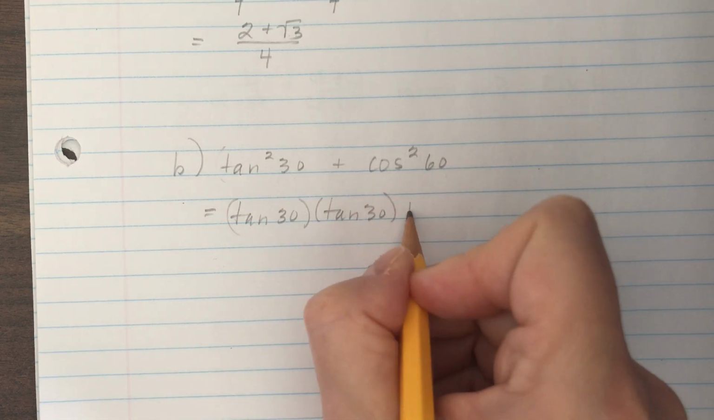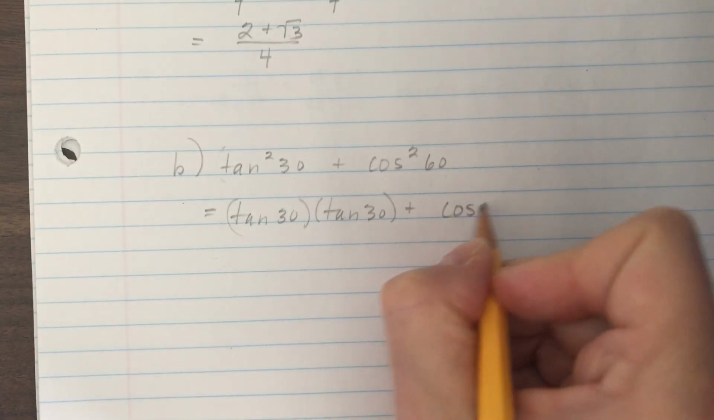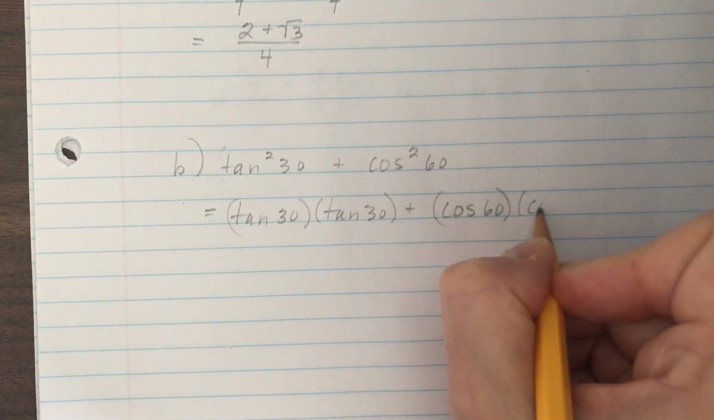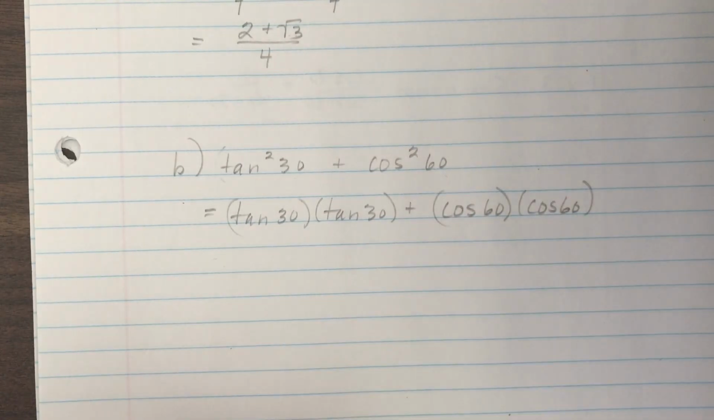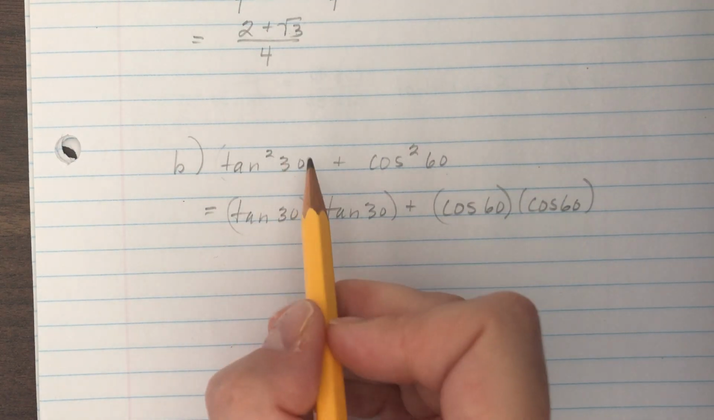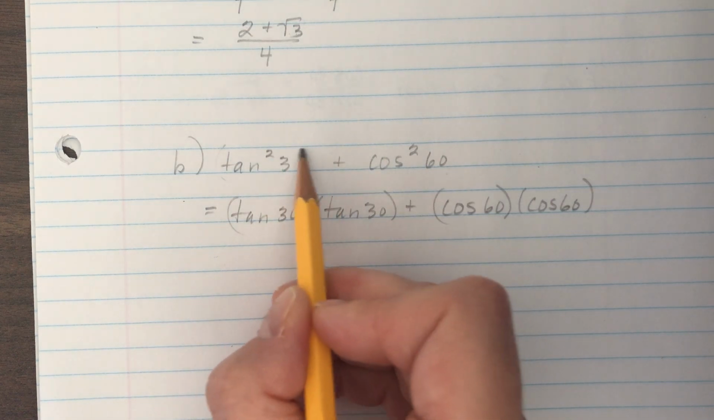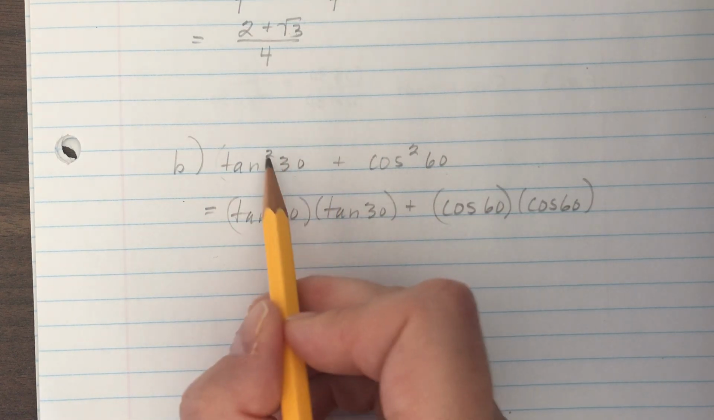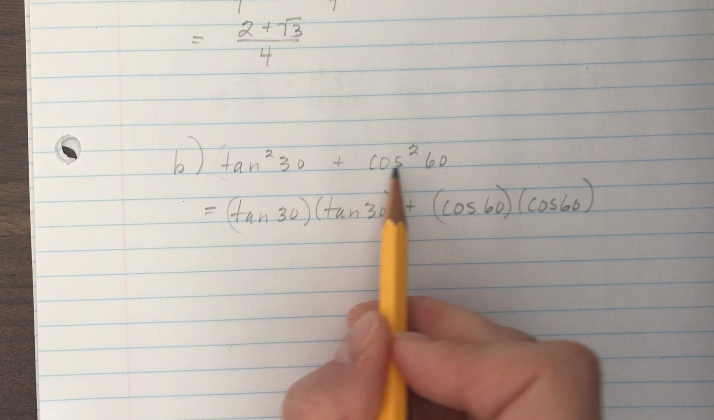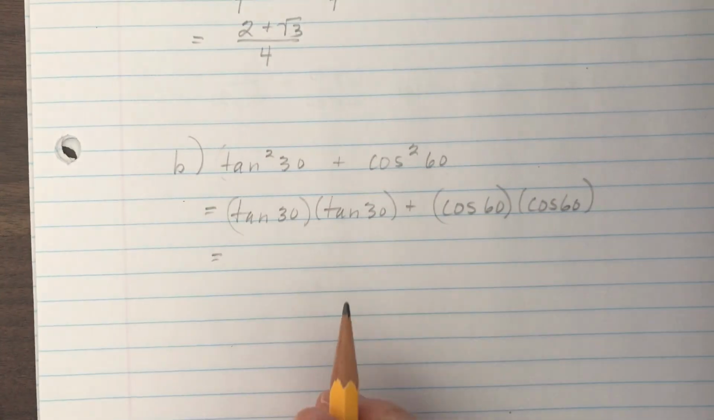And then cos squared 60 means you're multiplying cos 60 by cos 60. Okay. And the reason we don't put the squared after the 30 or the 60 degrees is then it looks like the angle's being squared, not the ratio. So this is why we write it like this. Now we're going to sub in the values.